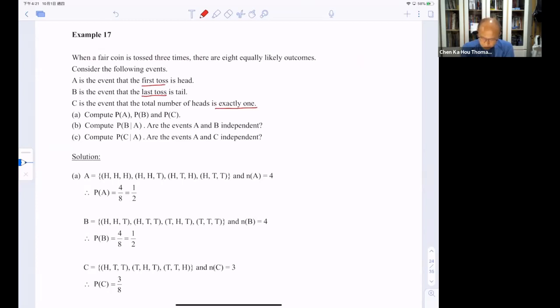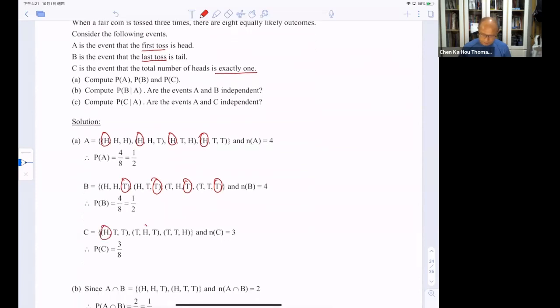Now, P(A) is the first toss is head, so there are 1, 2, 3, 4 outcomes starting with head: HHH, HHT, HTH, HTT. So there are 4 events. P(B) is the last toss is tail, and it is also 4 over 8. Finally, P(C) is the event that the total number of heads is exactly 1. So there are only 3. So it is 3 over 8.